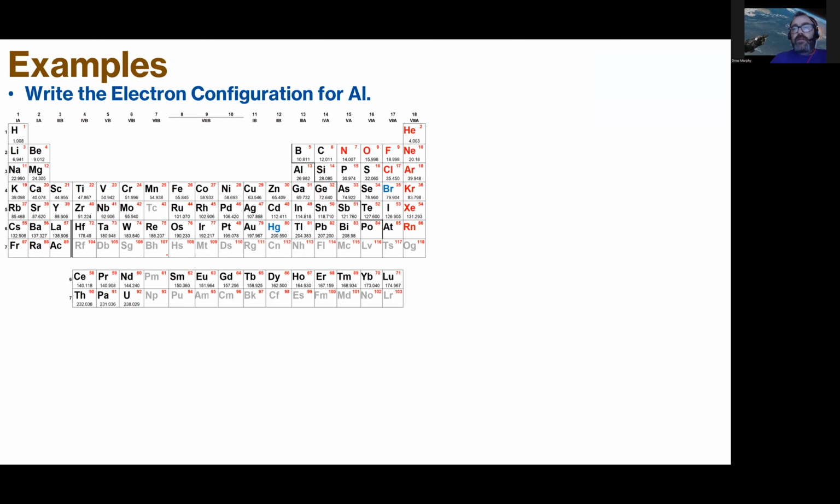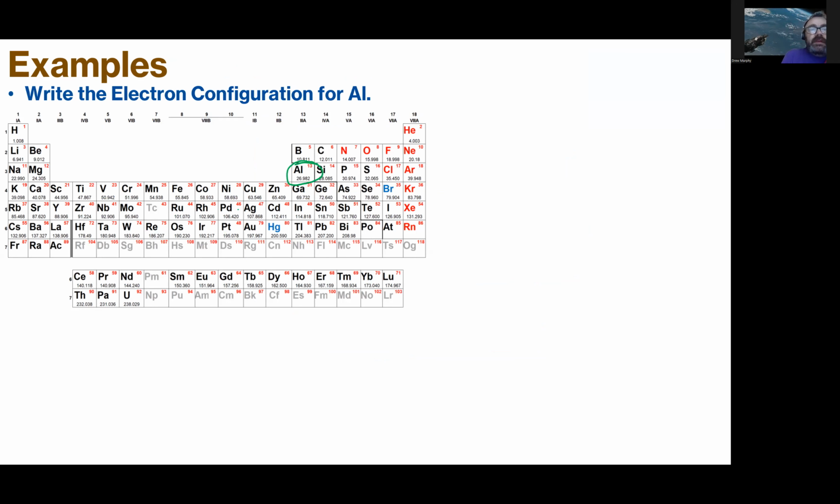This is the periodic table you'll have on exams. Okay, so let's do aluminum. Your first task is find aluminum. Aluminum is right here. So aluminum is 13. So eventually when we're done with this, you need to account for 13 electrons.